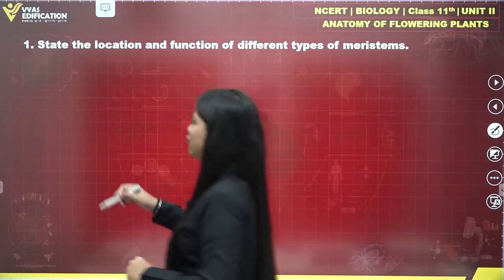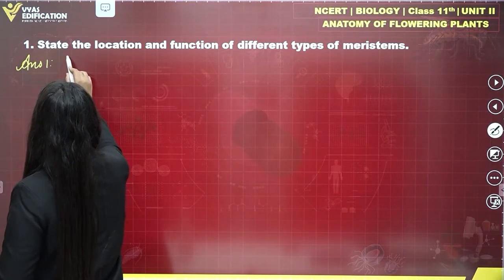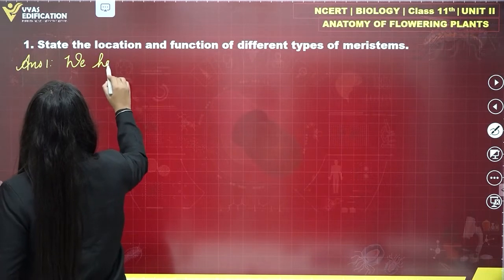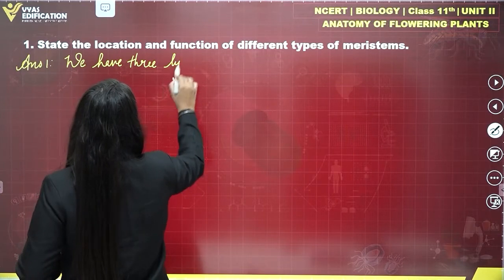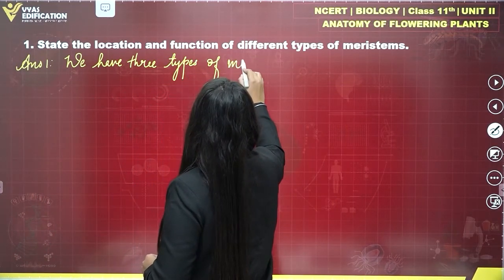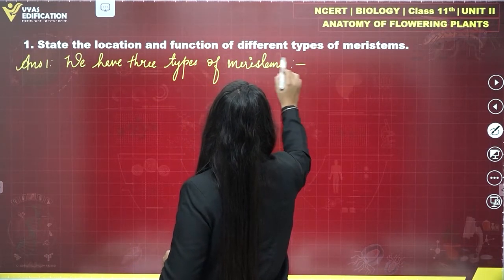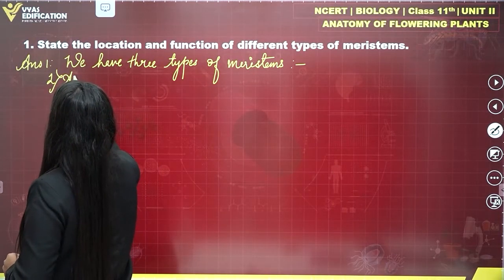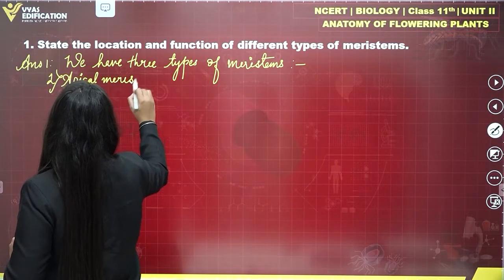1. Now we are going to write the answer of this question. So first we'll write start like this. We have three types of meristems. Number 1 we have is apical meristem.